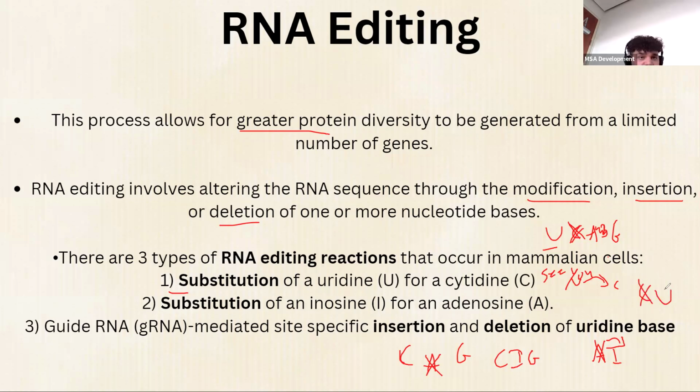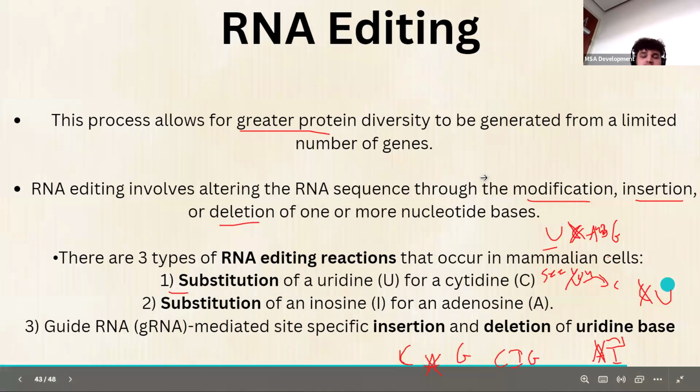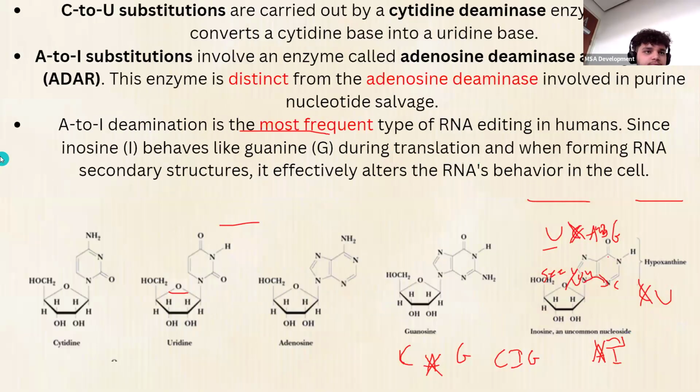The third type of RNA editing is called guide RNA, or gRNA. Basically, it is site-specific insertion and deletion of uridine bases. All you need to remember is: guide RNA, insertion and deletion of uridine base. That's all you need to remember. Now, for number 1 and number 2, we'll talk about them in more detail.